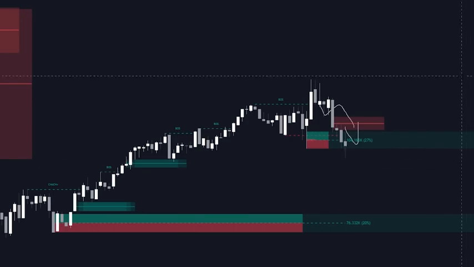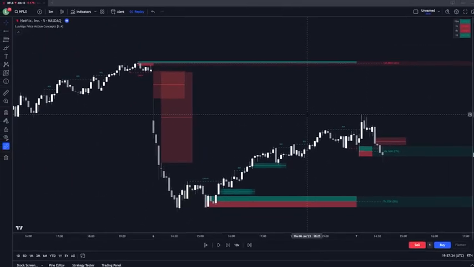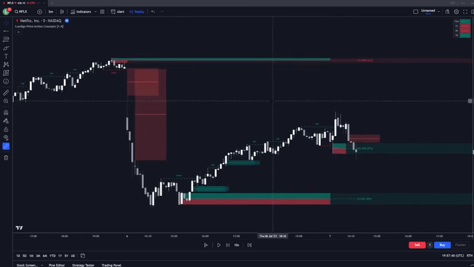We got the move right down into this order block too. So that was just one example. Let's dive right into the next one so we can see how we can use the same setup for trading price action on various different time frames and assets.